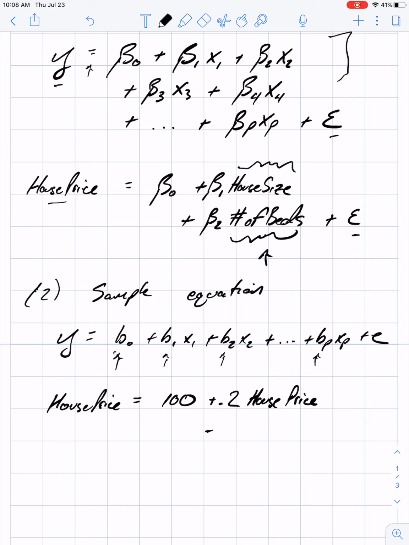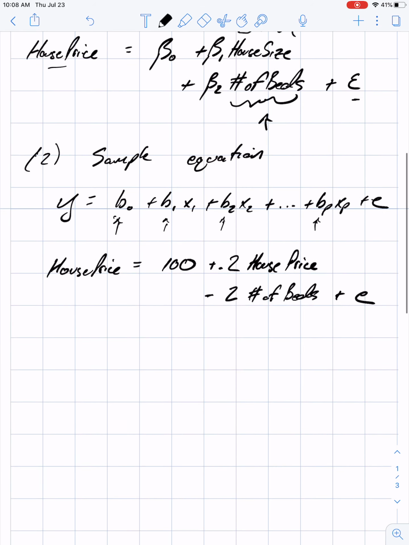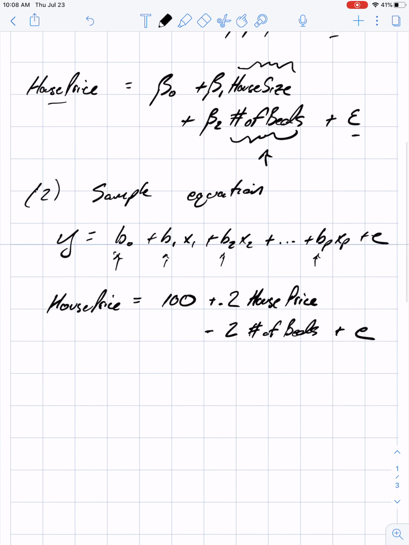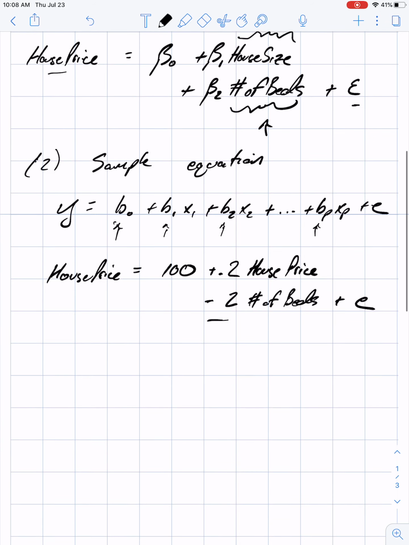But I'm going to say minus 2 times number of beds. So that's really weird for now, that I would put that number of beds has a negative impact on house price. That's what that says, right? Plus e. Now, I've run a regression with this type of data before, and this tends to actually happen. So what is going on here? Well, let's think about this for a second.